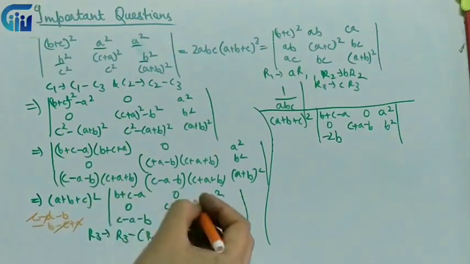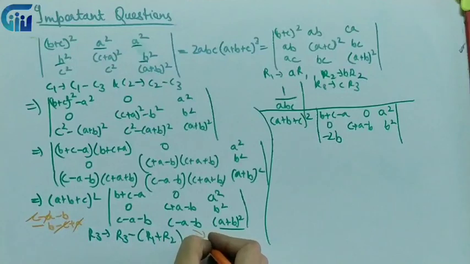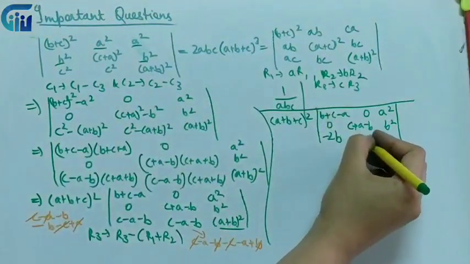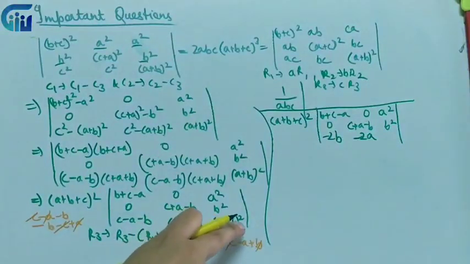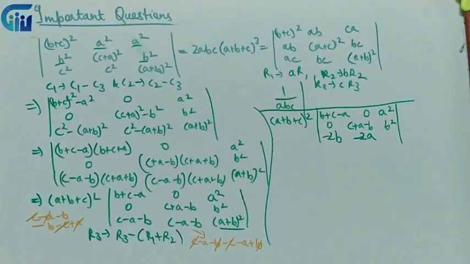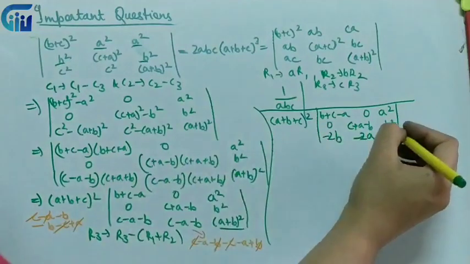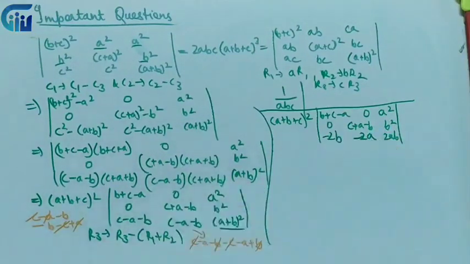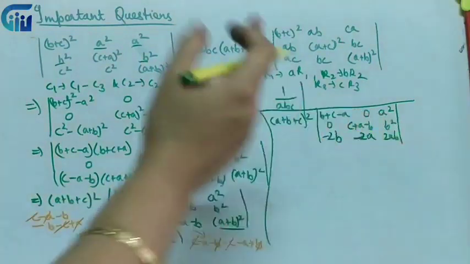The same thing applies to this, C minus A minus B. So what will happen to this? I'll simply write C minus A minus B minus C minus A plus B. So over here B and B will get cancelled, C and C will get cancelled. I'll have minus 2A. So I'll simply write minus 2A over here, and this is A plus B whole square. So if I subtract A square plus B square, I'll get 2AB.